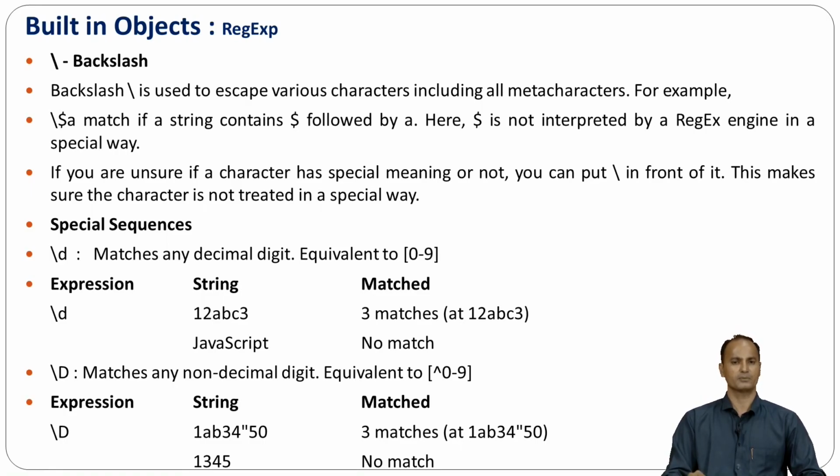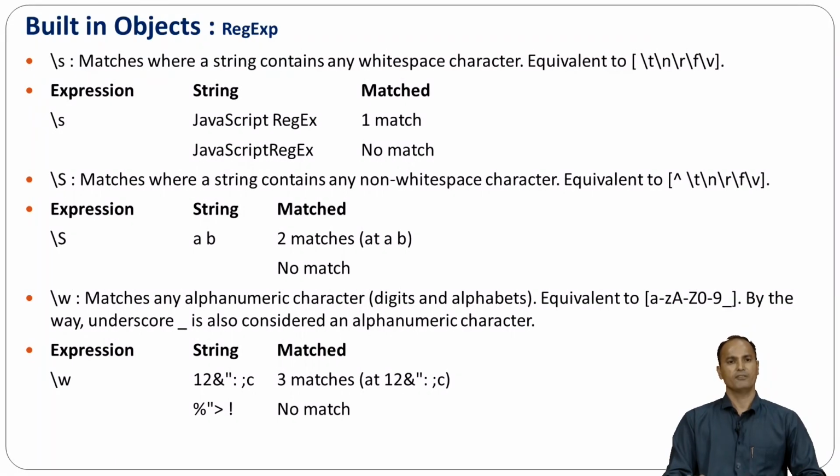Okay, in a JavaScript string there is no match because there is no digit. Capital D matches any non-decimal digit, equivalent to caret 0 to 9. Okay, it will have 3 matches: A, B and double quote. While in the next string 1, 3, 4, 5 there is no match. Same way backslash s matches where a string contains any white space characters. Okay, white space, so one match. In the second string there is no space in JavaScript regular expression, so it is not going to match.